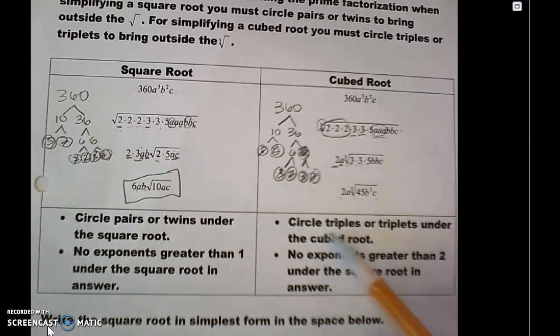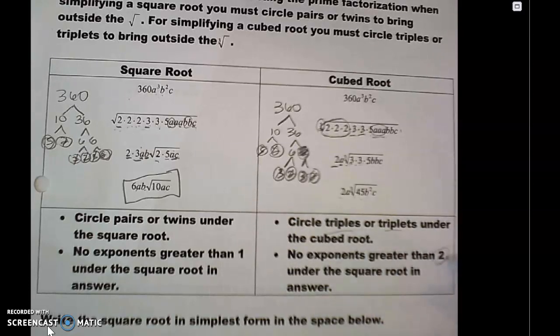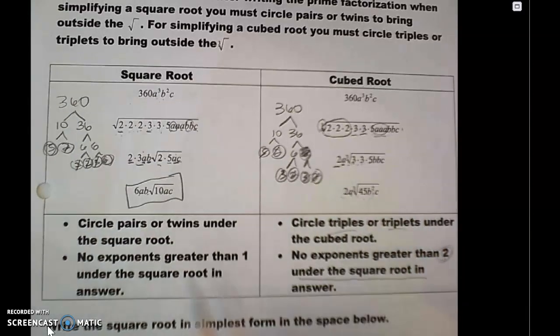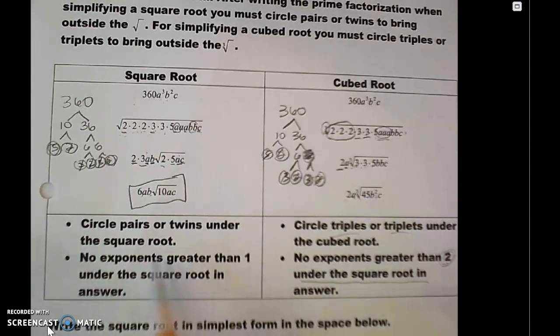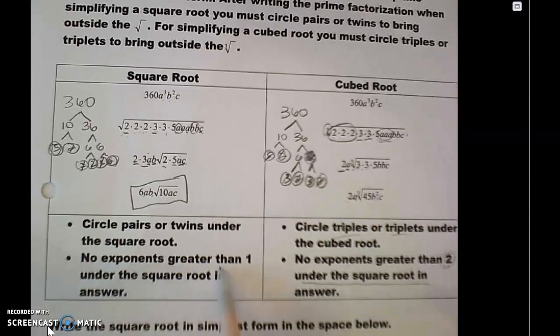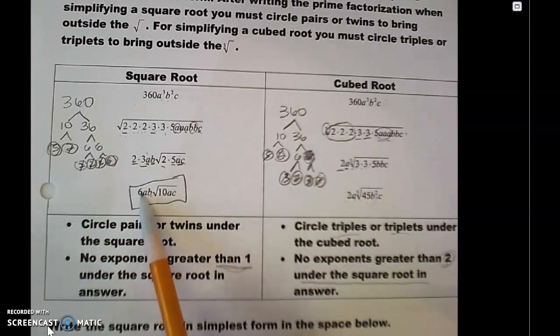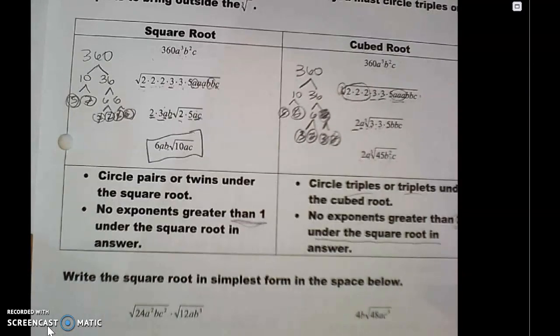So, little hints under here for a cube root. Remember, you're going to circle triples or triplets. And then no exponents greater than 2 underneath the cube root. No exponents that are greater than 2. Because remember, if it's greater than 2, you can bring a group of 3 out. Over here in square roots, there should never be exponents greater than 1 underneath the radical sign. If there's an exponent greater than 1, then that means there's a pair that can come out.